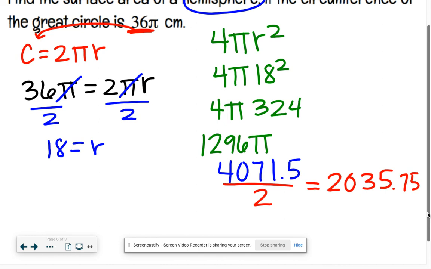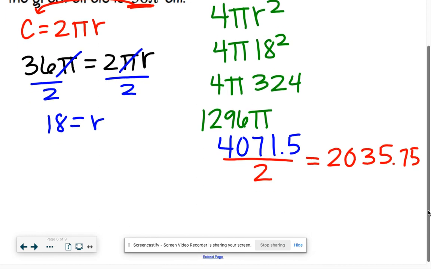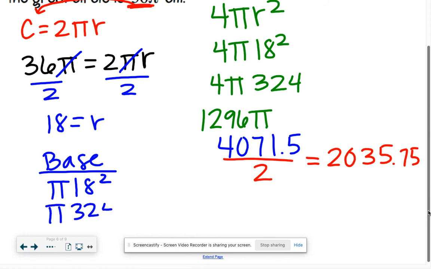Okay, so that is for the dome, right? But then, just like in the last problem, we still have that bottom circle, that base of our hemisphere. So now I'll just put base, pi r squared, pi 18 squared, pi times 324. 324 times pi is approximately 1,017.88.